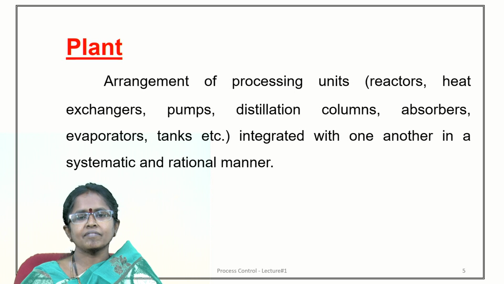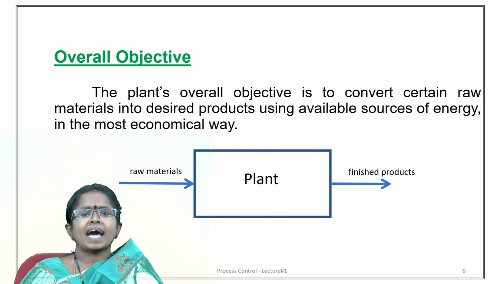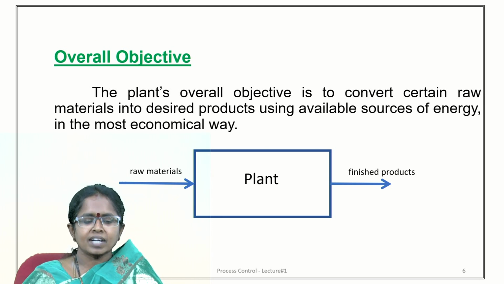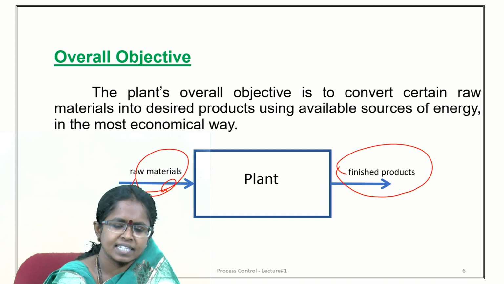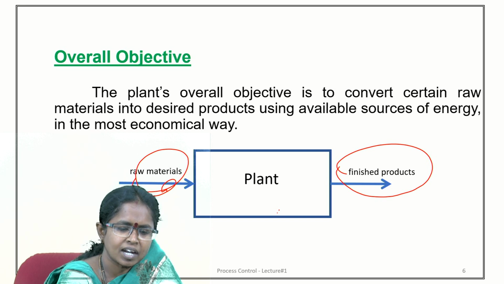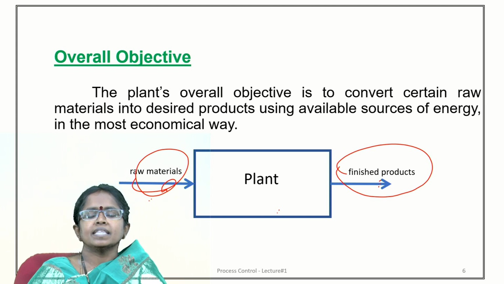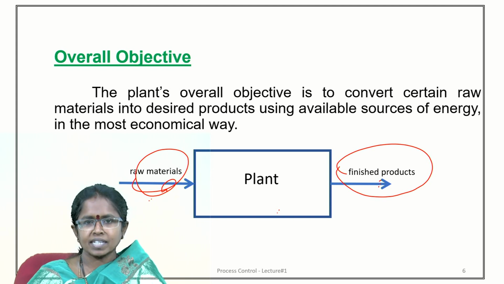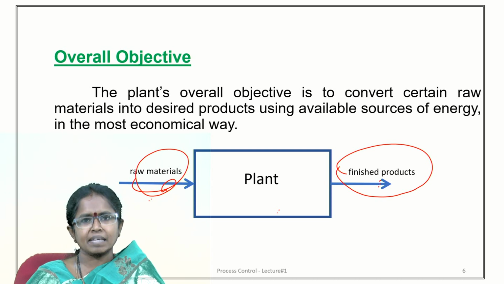They are all connected with one another and performing a specific function. What is the function? The plant's overall objective is to convert certain raw materials into a useful product. That is, this is a plant which receives the raw material and converts it into a finished product in the most economical way using available sources of energy. So, that is the overall objective of any plant.